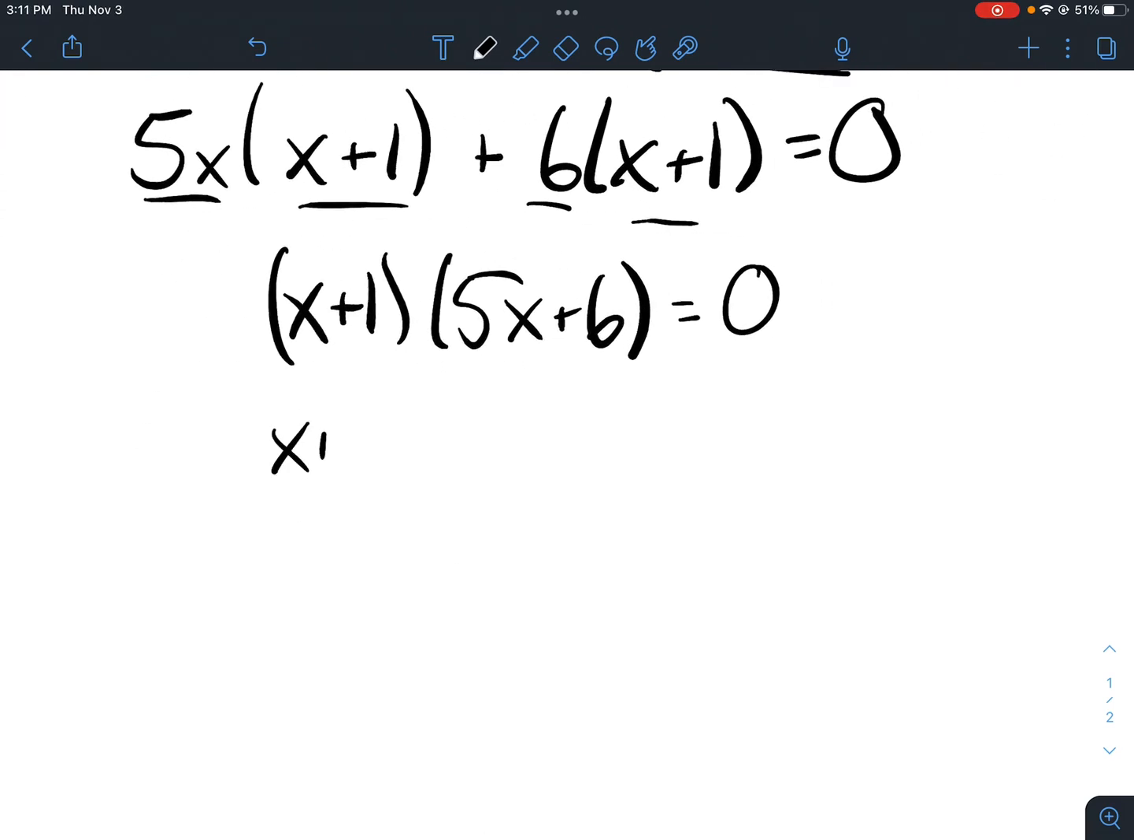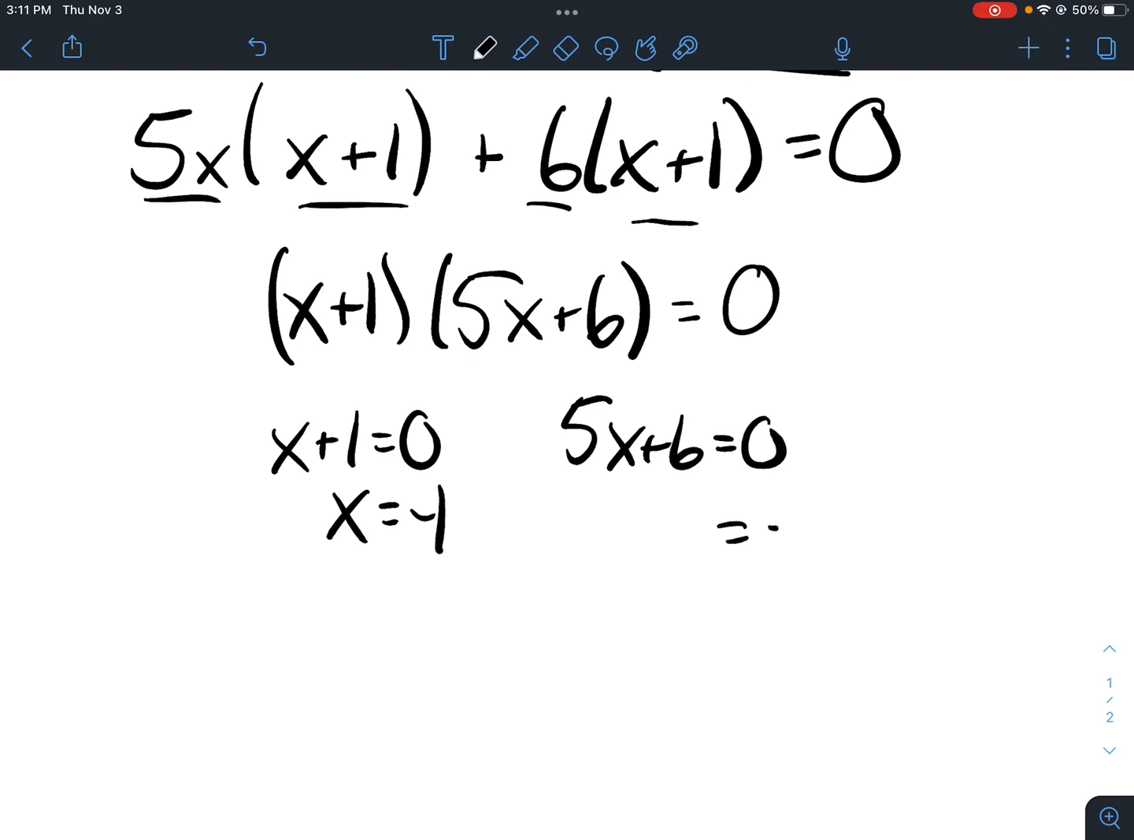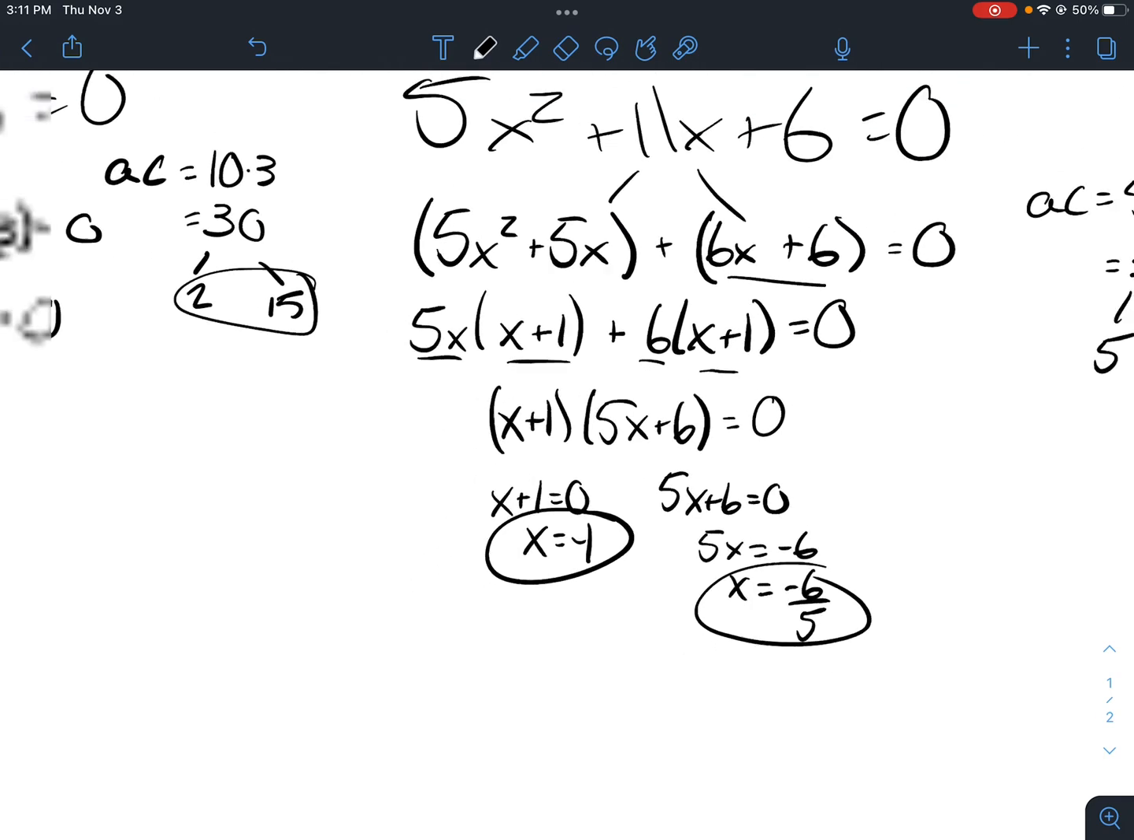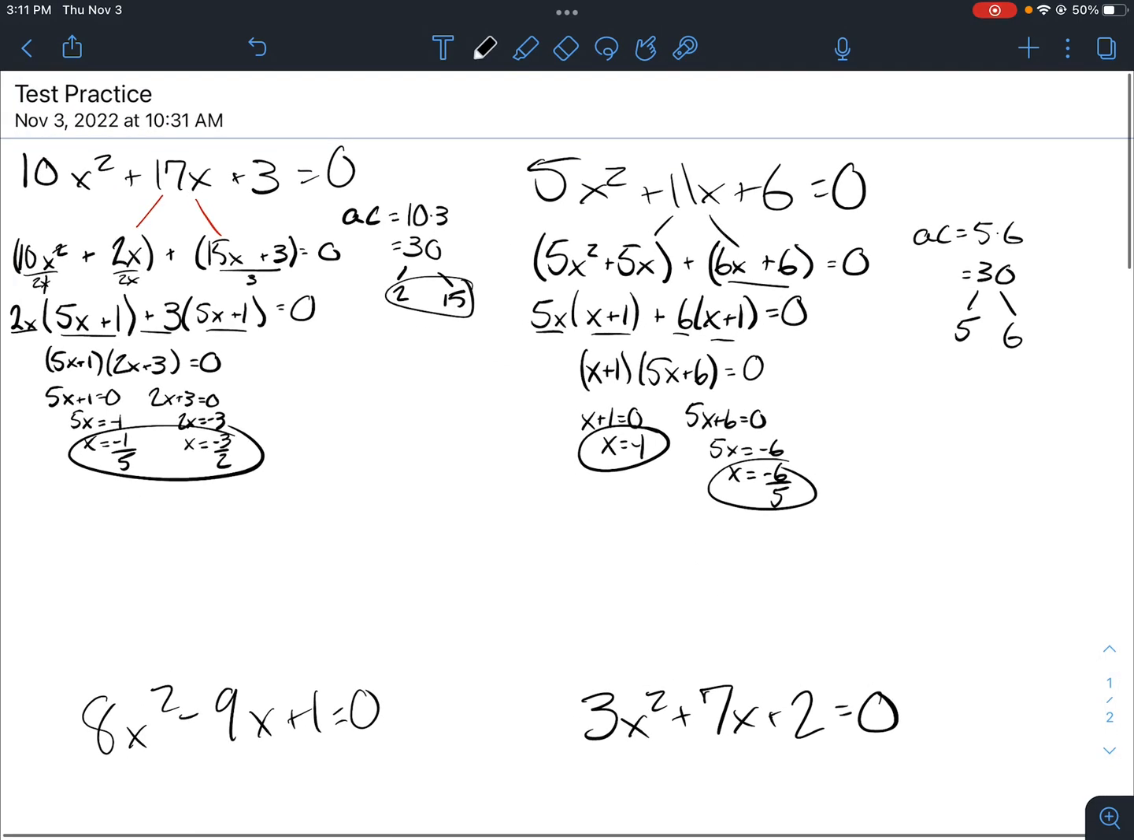And then all we do is we set each one of these individually equal to 0. So we're going to get x plus 1 equal to 0, so x is equal to negative 1. 5x plus 6 is equal to 0, so negative 6. 5x, x is equal to negative 6 over 5. So these are our answers for this.